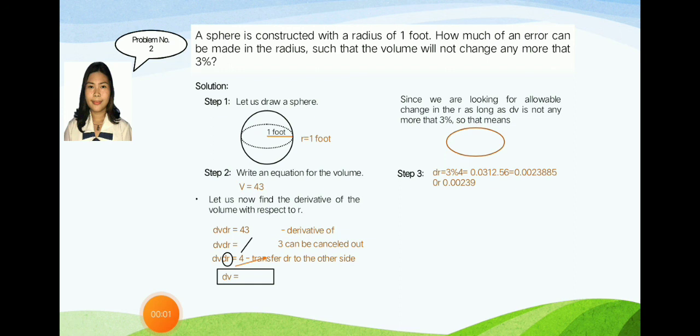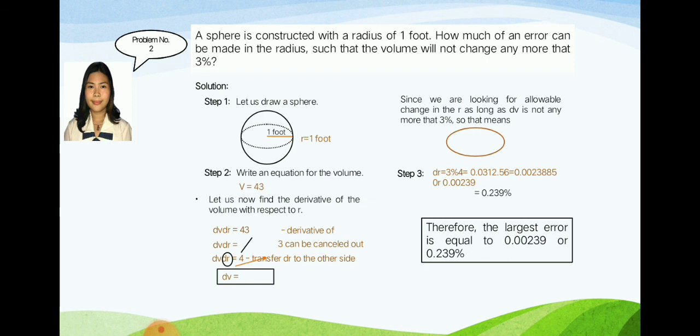So therefore, dr is equal to 0.239%. So the change in r could not be any more than 0.239%. Therefore, the largest error is equal to 0.00239 feet or 0.239%. And if you keep the error in r below that, your error in the volume will not be any more than 3%.